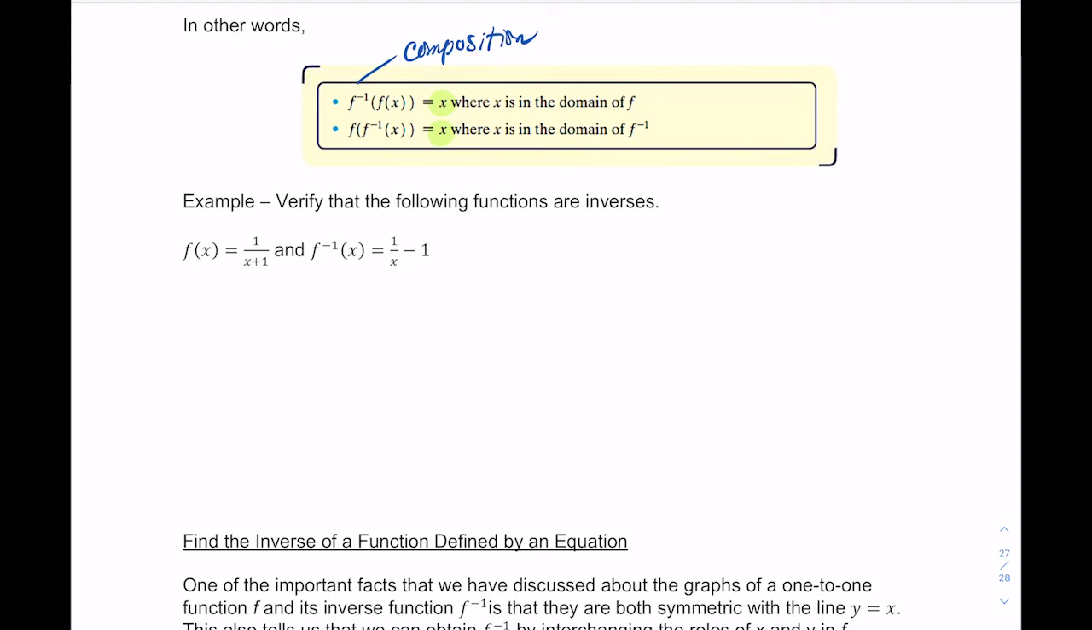So for this first one, I'm going to first do f inverse of f of x. So I'm just taking f of x and replacing it inside f inverse. So if I write down f inverse, wherever there's an x, I'm going to replace it with f of x. So I'm going to replace this x down here in the denominator with f of x, which is 1 over x plus 1. Now I need to show that that simplifies to x.